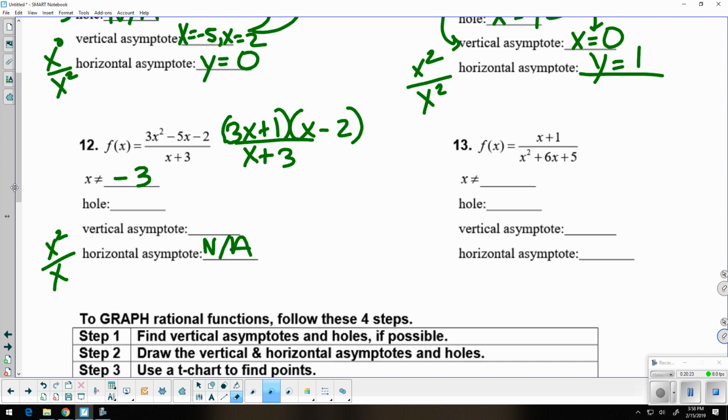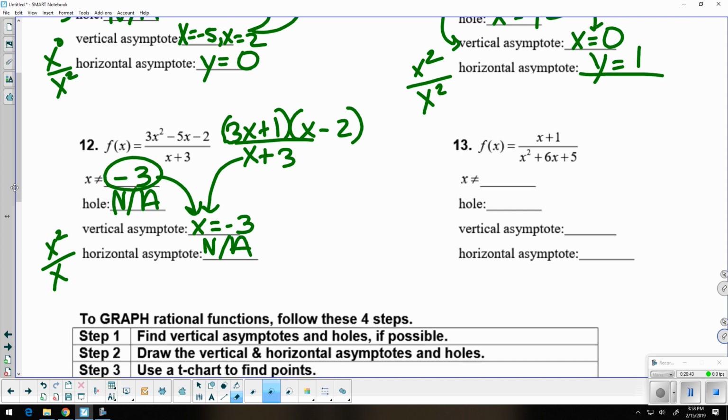Okay, is there going to be a hole in this graph? So does anything cancel? I don't see anything, so there's no hole either, but you do have a vertical asymptote. So what's left still in the bottom after trying to cancel? I still have that full binomial, which is at this undefined value. That is going to be the vertical asymptote, so at x equals -3.